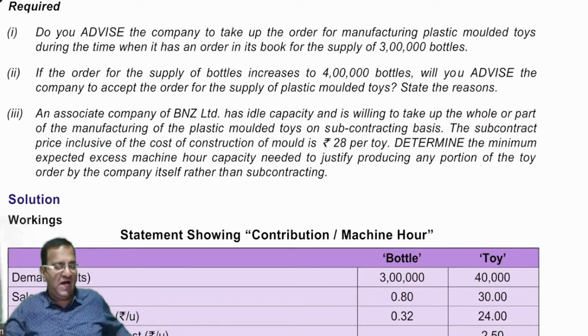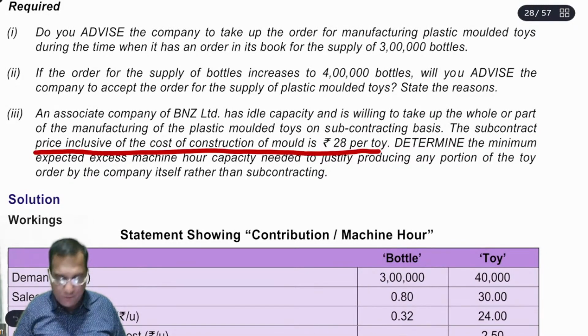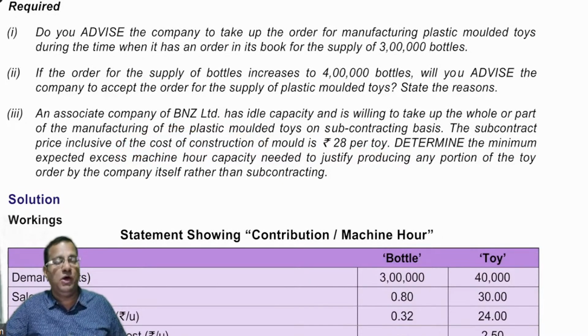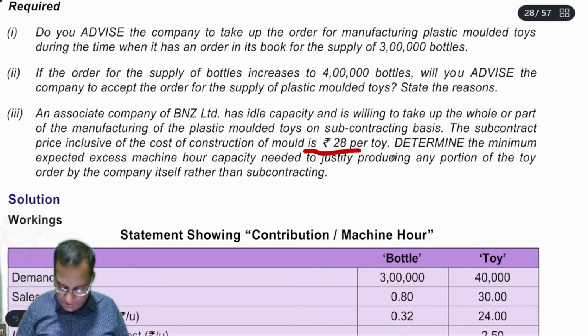Our associate has idle capacity. Our associate has given us the offer that if we want, we can outsource to them the plastic molded toy on subcontracting basis, either the whole order of 40,000 or a part of it. The subcontract price, inclusive of the construction of the mold, is 28 rupees per toy. This is very important. If we subcontract the complete order, then we will not need to purchase the mold. So the subcontracting price will be rupees 28.